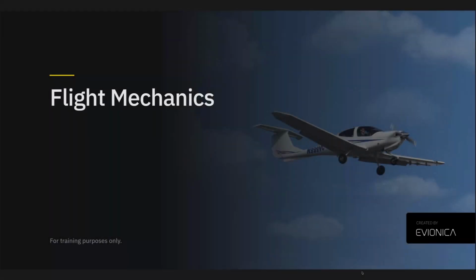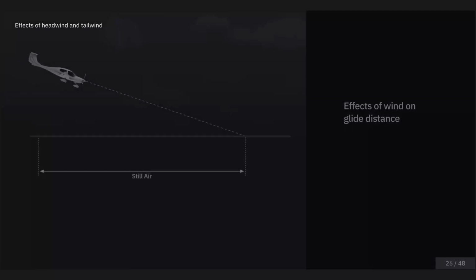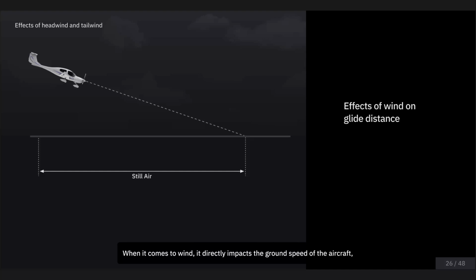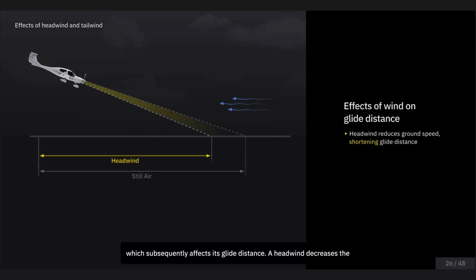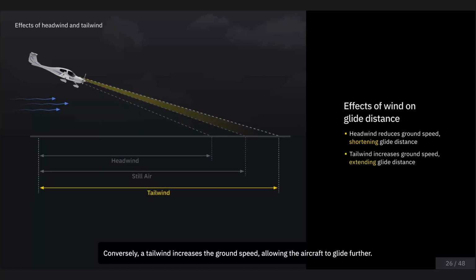Flight mechanics. When it comes to wind, it directly impacts the ground speed of the aircraft, which subsequently affects its glide distance. A headwind decreases the ground speed, reducing the glide distance because the aircraft covers less distance over the ground for the same amount of altitude loss. Conversely, a tailwind increases the ground speed, allowing the aircraft to glide further.